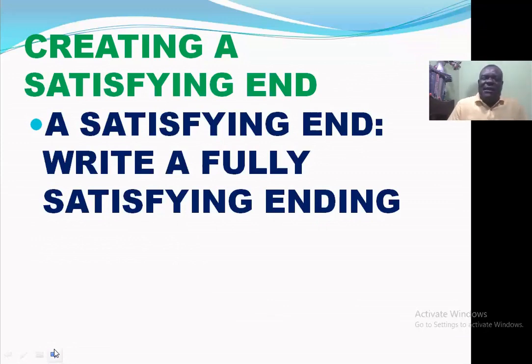And there is something that is called poetic justice. You have to do justice. A story becomes good when the evil characters are brought to book and the good characters are rewarded. So you have a satisfying end. Write a fully satisfying ending. Let the readers become satisfied. You don't want to write a kind of story that will make people abuse you.